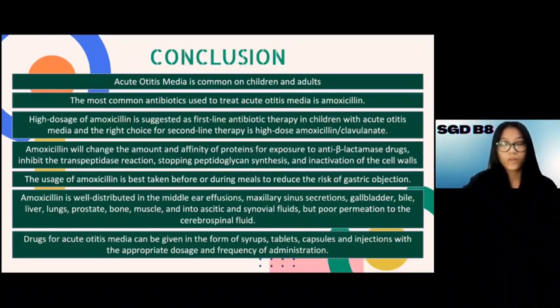Amoxicillin is best taken before or during meals to reduce the risk of gastric irritation. Amoxicillin is well distributed in the middle ear effusion, maxillary sinus secretion, gallbladder, bile, liver, lungs, prostate, bone, muscle, and into ascitic and synovial fluids, but has poor permeation to the cerebrospinal fluid. Drugs for acute otitis media can be given in the form of syrups, tablets, capsules, and injection with the appropriate dosage and frequency of administration.